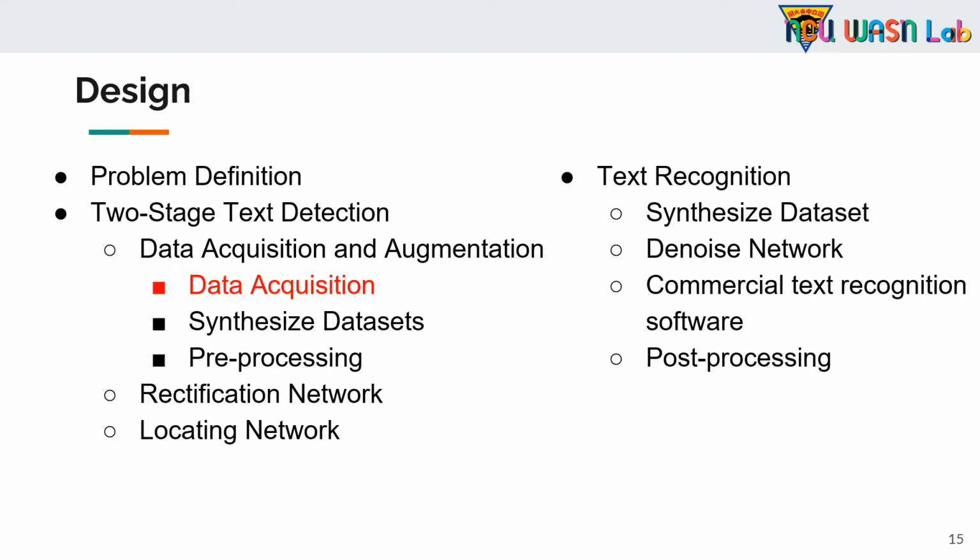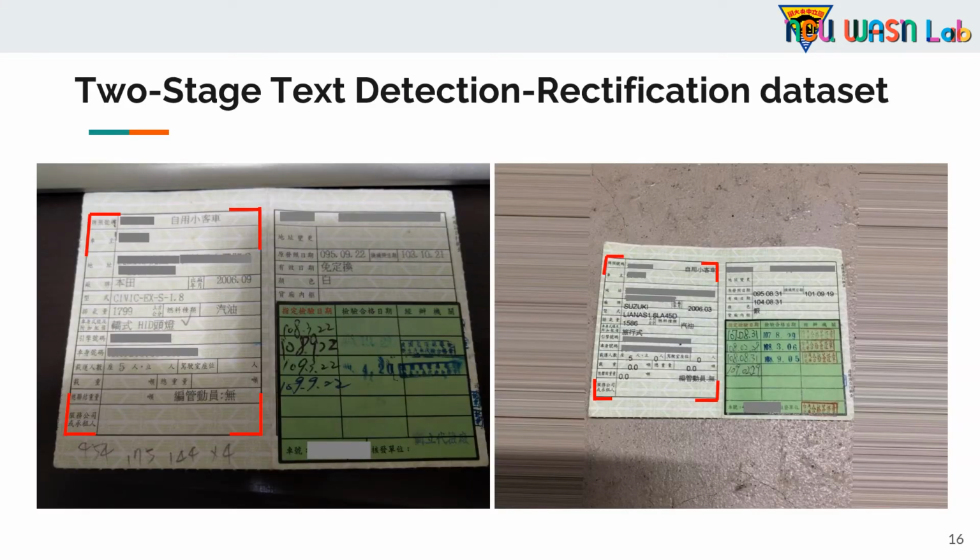Before discussing the two networks of the text detection, we will talk about data acquisition. There are two stages in our text recognition, and these data are used to train a model for correcting the deformation of the line. We only need the information on the left, so we just mark the left side like the red bounding box in the slide. The data was difficult to collect, and we only got 25.